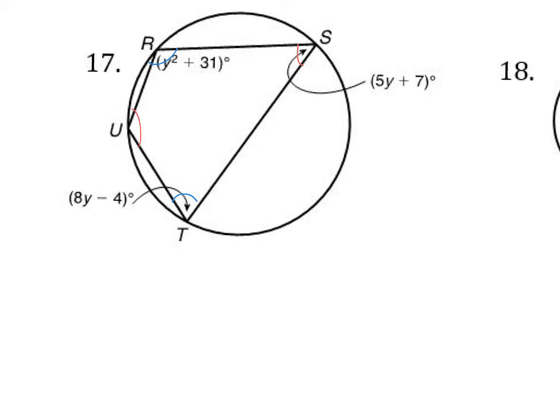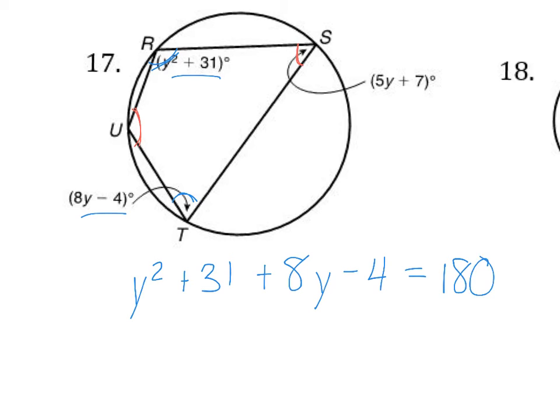Well, I don't have angle U, so that really doesn't help me. So I can't do much with this 5y plus 7 right now. So what I want to focus on is the y squared plus 31 and the 8y minus 4. I know that those two expressions together are going to add up to 180. Those angles are supplementary. So let's combine some like terms. I got y squared, put it in standard form as well, which gives me positive 27 equals 180.